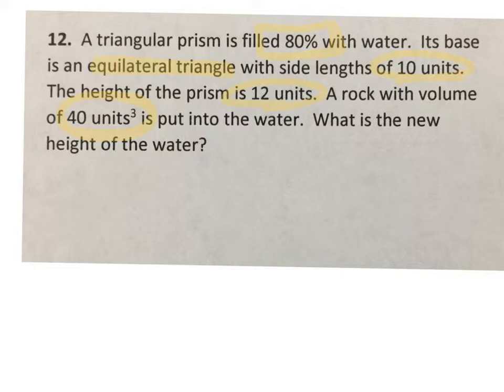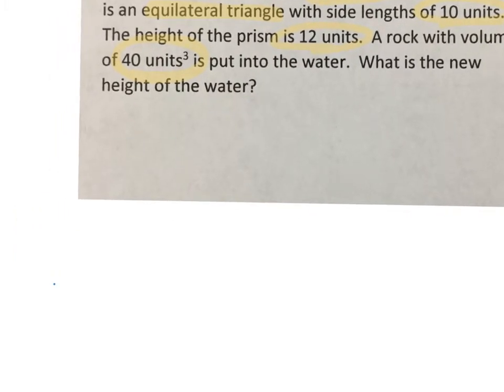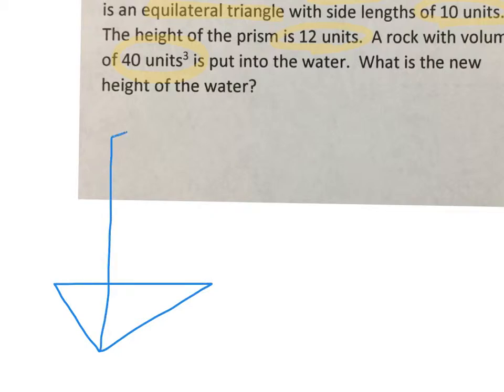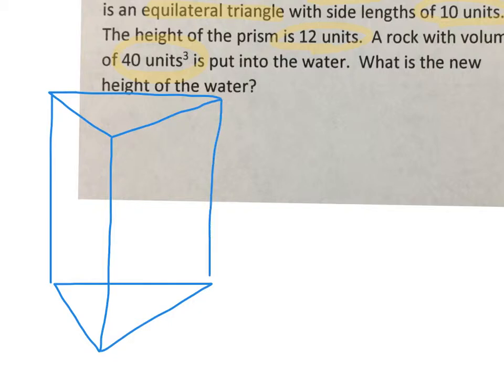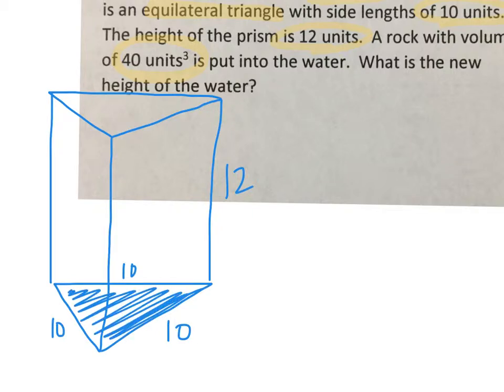So let's start by drawing our equilateral triangular prism. It has an equilateral triangle as the base, and then it goes up to another equilateral triangle. This will be a very fancy fish tank, maybe 12 units, who knows. So the side lengths are 10, 10 here, 10 here, 10 there, and the height is 12. Remember, this is an equilateral triangle, so all the sides are the same.